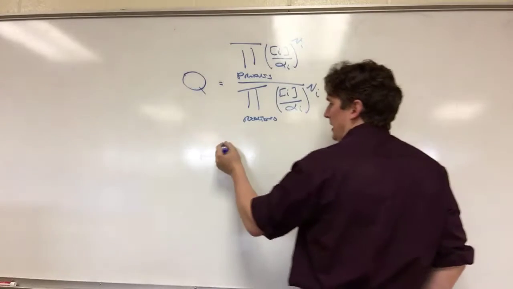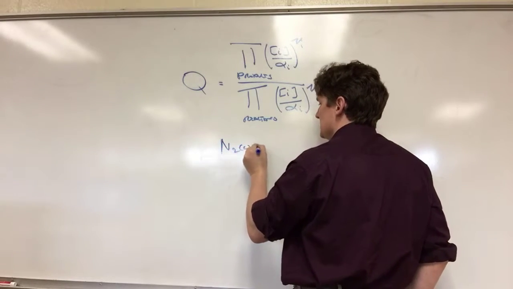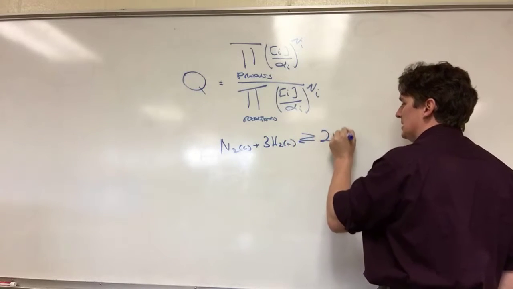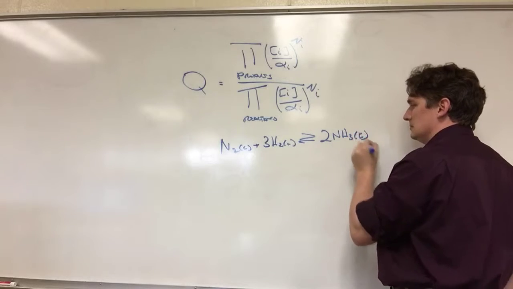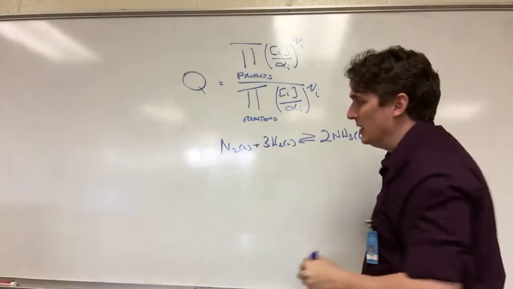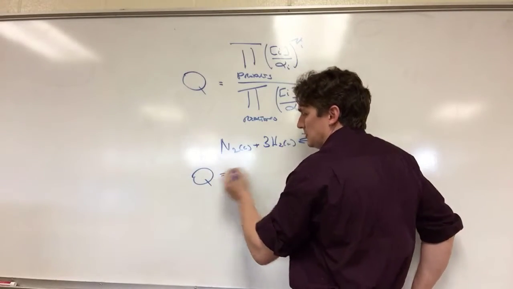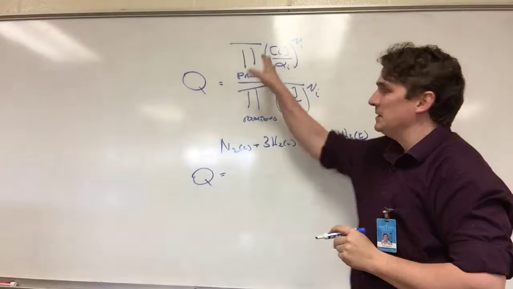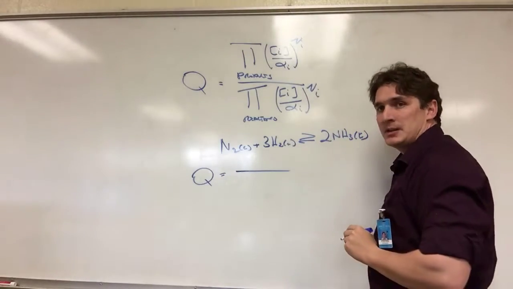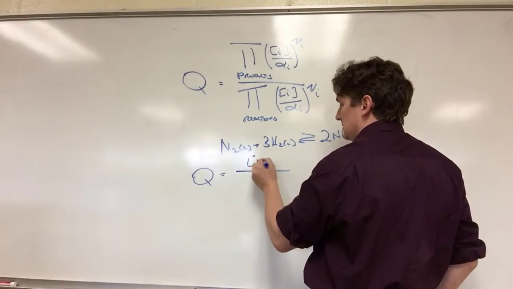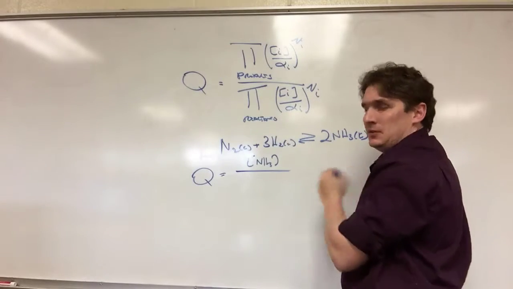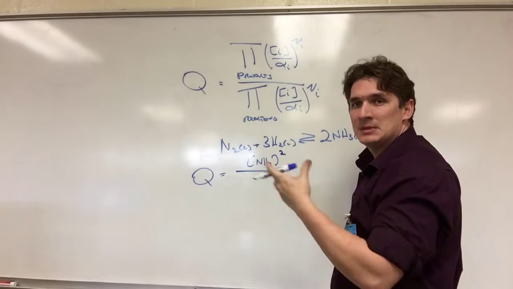Let's say for the moment you have the reaction of nitrogen gas plus hydrogen gas going back and forth to liquid ammonia. So N2 plus 3H2 goes back and forth to 2NH3. What is the expression for Q? Well, we can use this big nasty equation, or what we can do much more simply is write out the product concentrations, in this case NH3, this bracket here, raised to the reaction coefficient 2. And since I don't have more products, I'm done with the top.